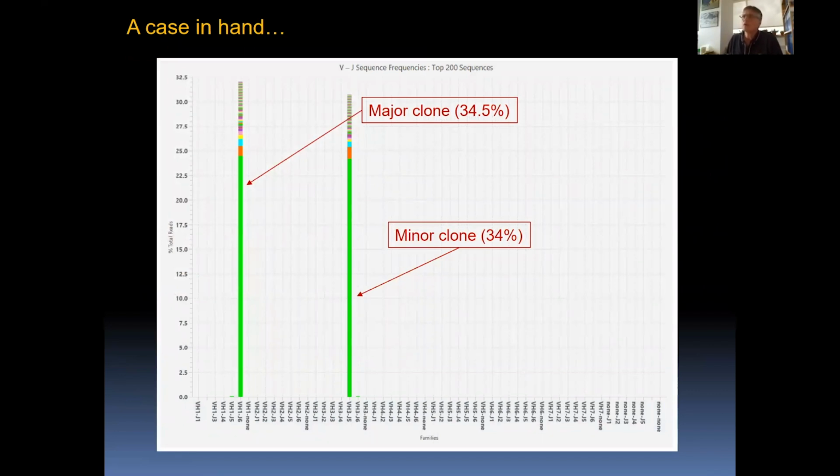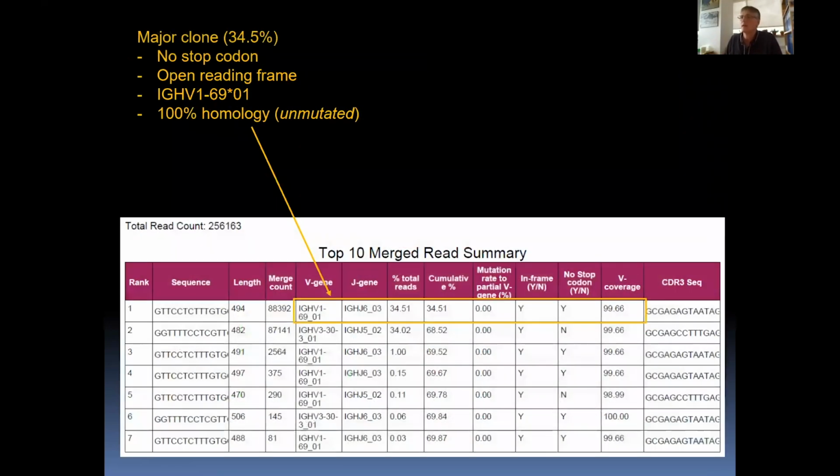So let's look at one case where we have a major clone and a minor clone. As you can see, both are almost identical in numbers, 34%. So most probably we're talking about a biallelic rearrangement of a single B lymphocyte clone. How do we analyze this? Well, here we go. For the major clone, we can analyze the sequence, and we see that it has no stop codon. It's in frame, therefore it's productive. It has an open reading frame. It's the IGHV 169 allele 01, and it's 100% homologous, so it differs by 0%.